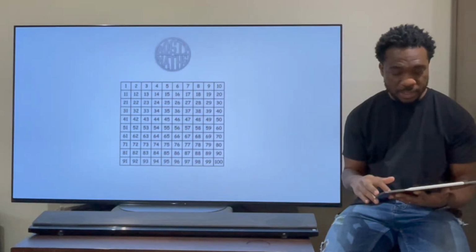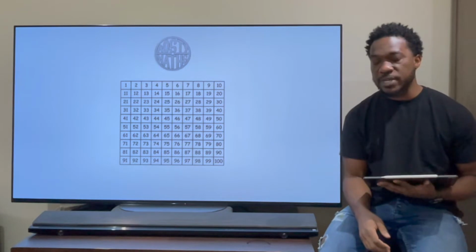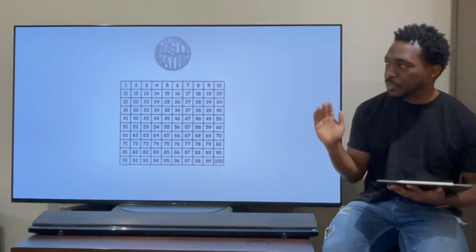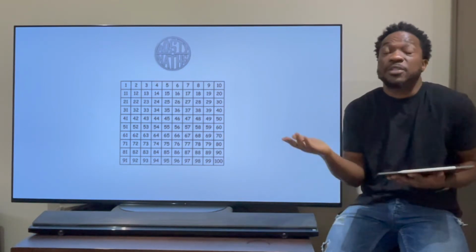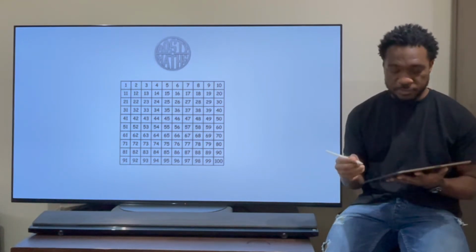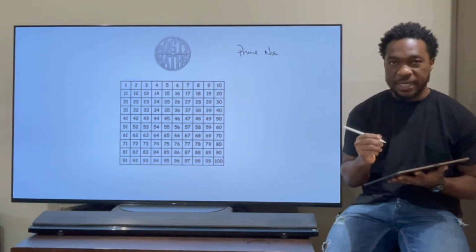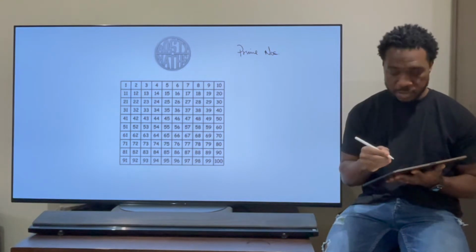For this one, I've got my trusty 100 square, because my 100 square is going to be really important in helping me out with finding my prime numbers if I don't know them. But let's define what prime numbers are first. There are a couple of things you need to know about them.